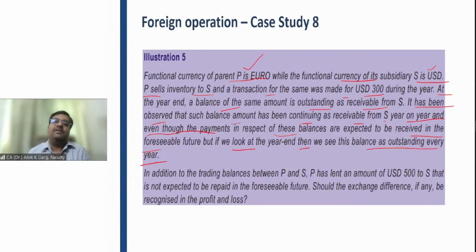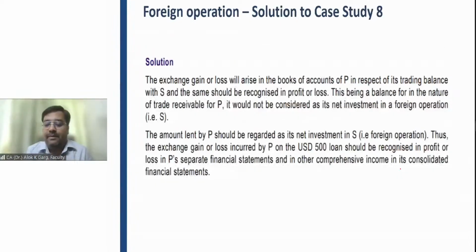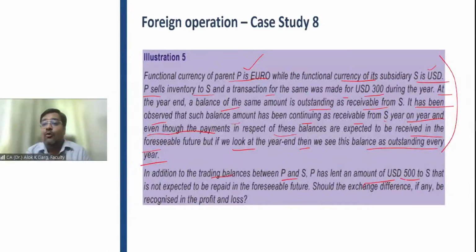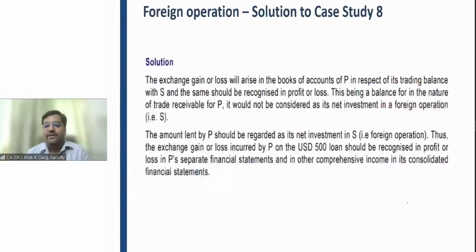In addition to the trading balances between P and S, P has lent an amount of 500 US dollars. P has given a loan of 500 US dollars that is not expected to be repaid in the foreseeable future. Should the exchange difference, if any, be recognized in the profit and loss? Tell me. So this is part of the net investment in foreign operations, right?